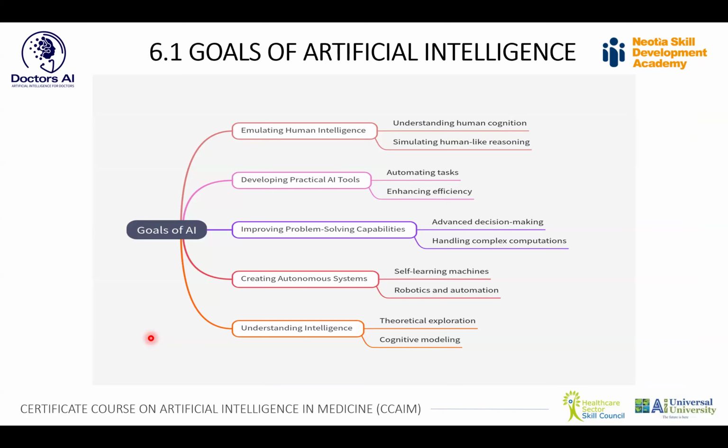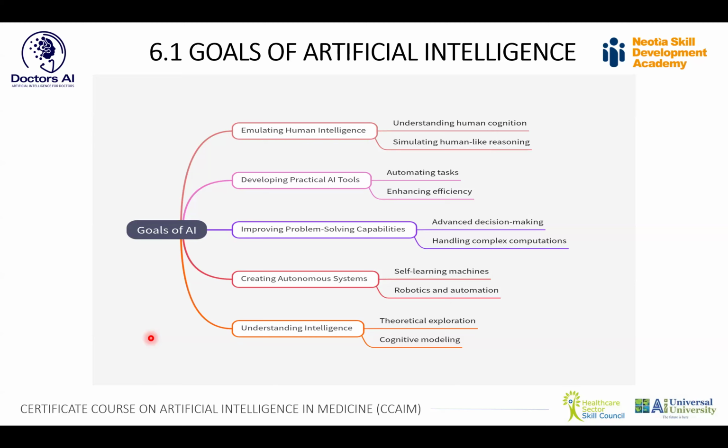One is to emulate human intelligence. Now, when you say emulate, you understand it means understanding human cognition and then simulating human-like reasoning. Then developing practical AI tools, right, for automating tasks, for enhancing efficiencies. Most important goal is problem solving capabilities. That's what we want our AI, a good AI system to do, and it should have good decision making capability, and it should be able to handle complex computations.